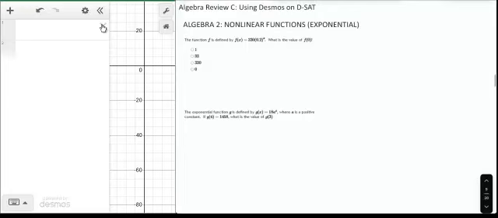The next slide is something that we haven't even talked about, okay? And we're not going to. You'll talk about this in Algebra 2. Okay, but there are nonlinear functions beyond the quadratic functions that you are going to have to be familiar with by the time you take your SAT.